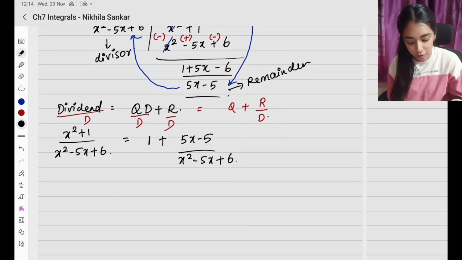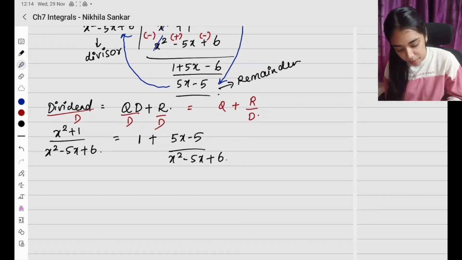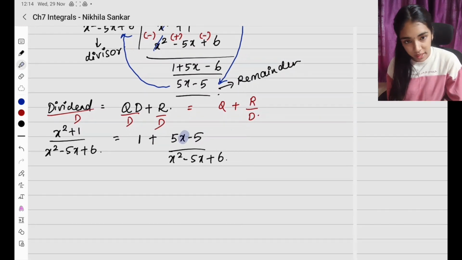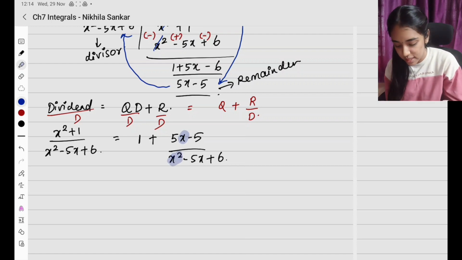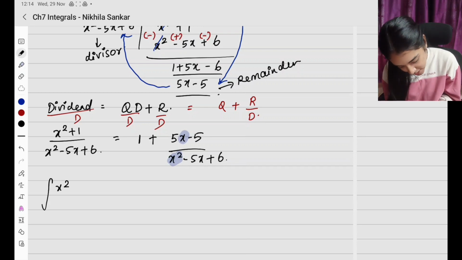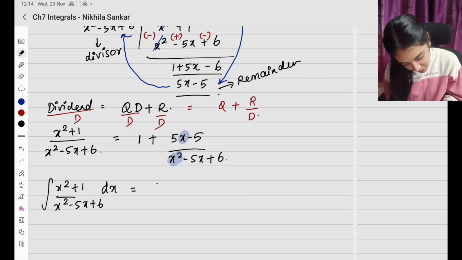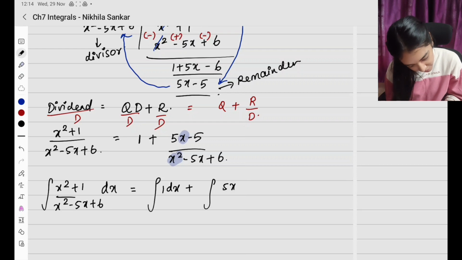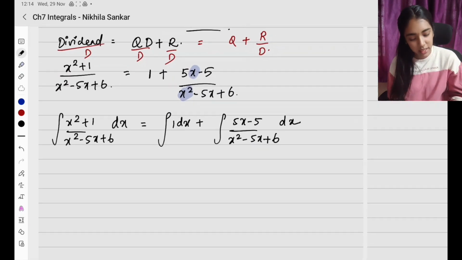I am going to convert it in such a form such that the power of x in the numerator is less than the power of x in the denominator. Okay, now this is what we are going to solve, the integral. So integral x square plus 1 divided by x square minus 5x plus 6 dx can be rewritten as 1 dx plus integral 5x minus 5 divided by x square minus 5x plus 6 times dx.